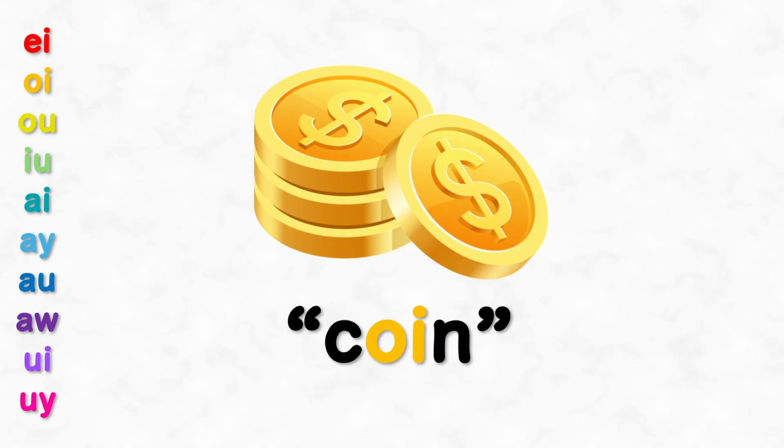So our next compound vowel is oi, which makes the oi sound, like in coin. Hopefully you can appreciate how it's a combination of the o and e sounds.